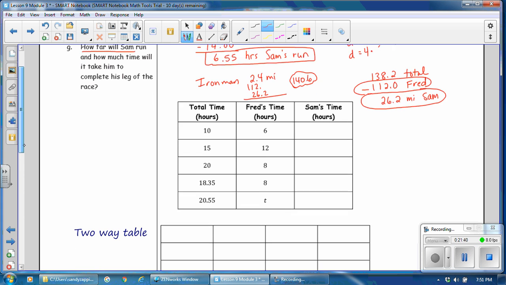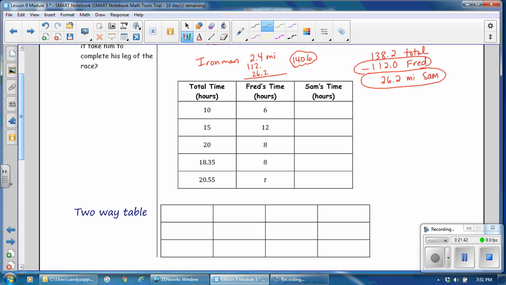All right, so we've answered those questions, and it just says fill in this chart to help you determine the sign. The total time in hours, and then Fred's time, and then Sam's time. So if the total hours was 10, and Fred took up 6 of those hours, then Sam's time would be the difference. So 10 hours minus 6 hours is 4 hours for Sam's time.